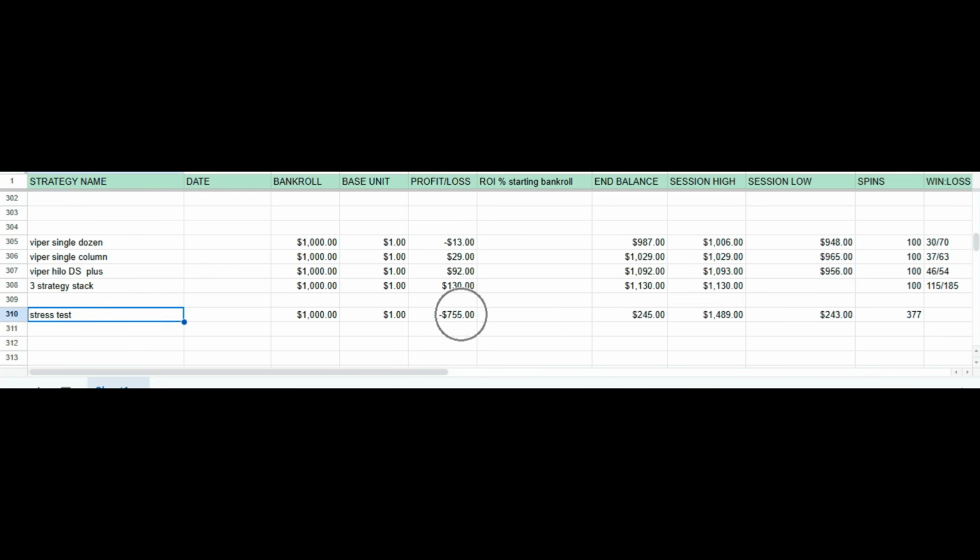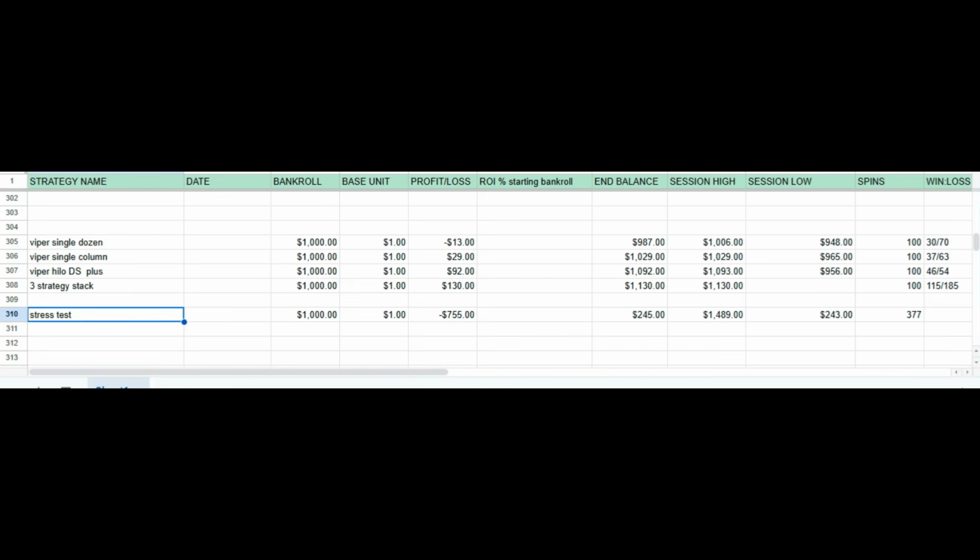So of course we ran it through the gauntlet and it lasted quite a bit of spins. But what's important, let's go ahead and go over this. So Viper single dozen right here. These are all $1,000 bankrolls. Unit size is $1. So that one did the worst at minus 13. Viper single column did plus 29. The high low by itself did $92 in profit. Then when we stacked all three, after 100 spins, it came up $130.